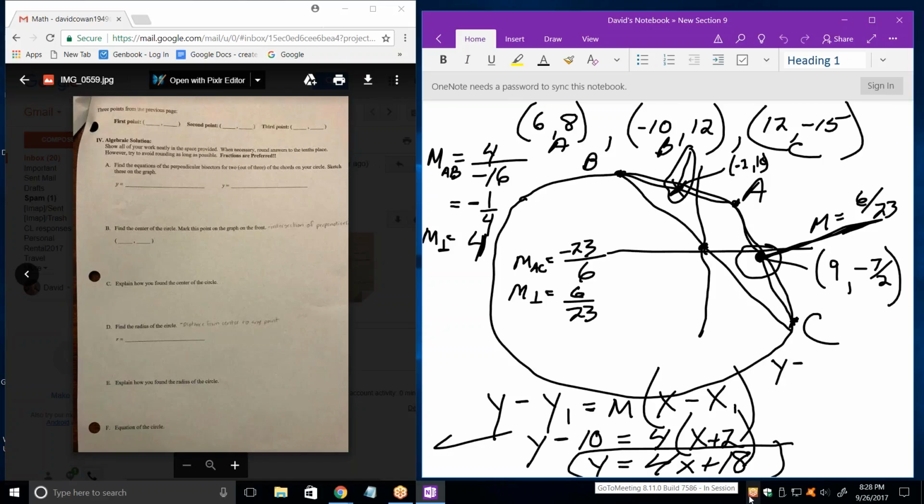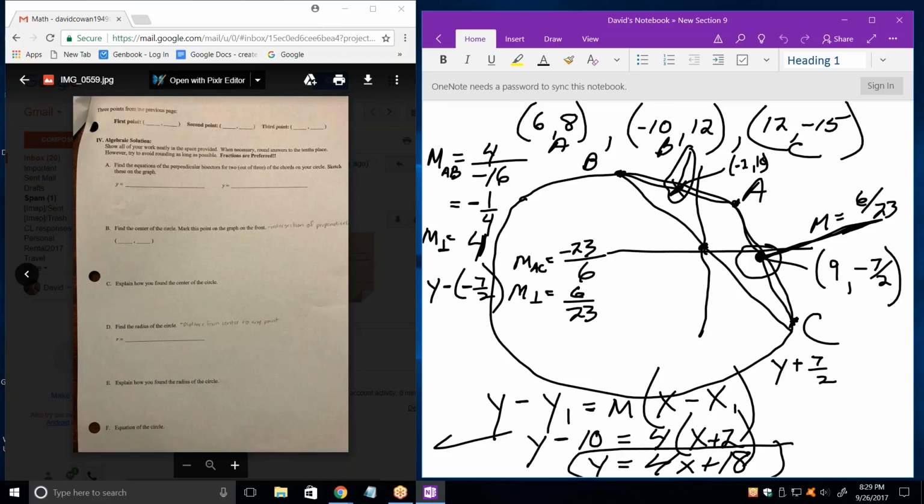y minus, so y minus y1, which was -7/2. So that'd be y plus -7/2. Now that'd be y plus 7/2. When you have a y minus a minus, which is what we have, the two minuses turn into a plus. Okay?